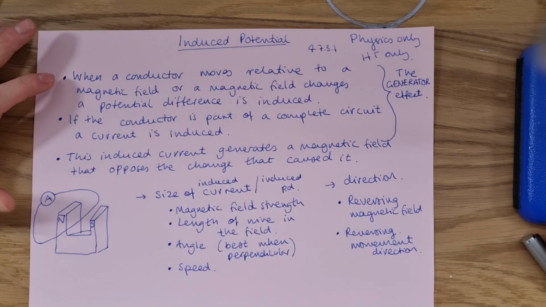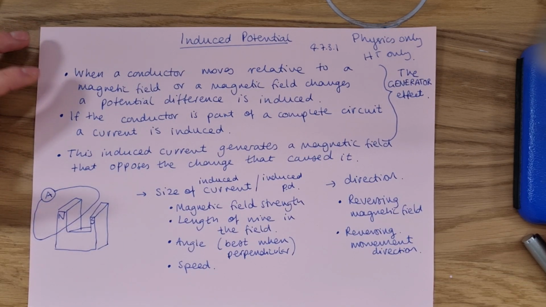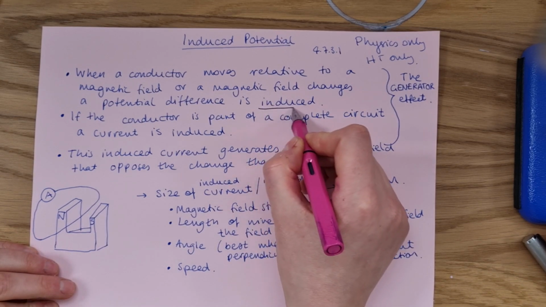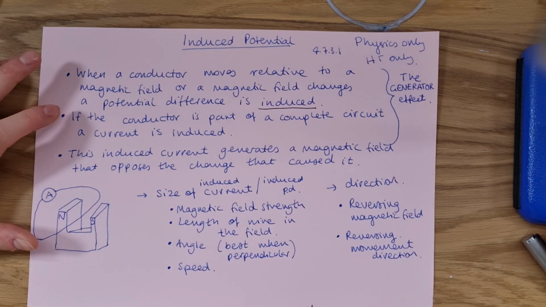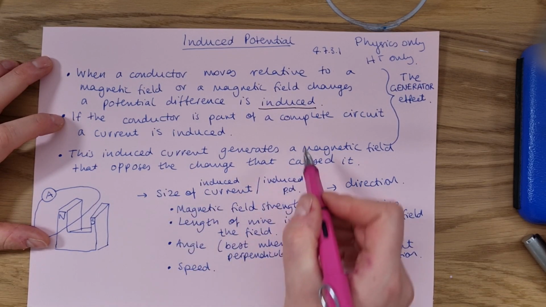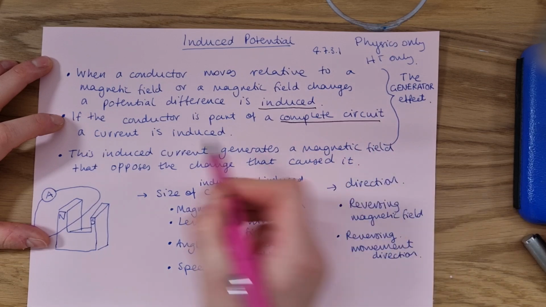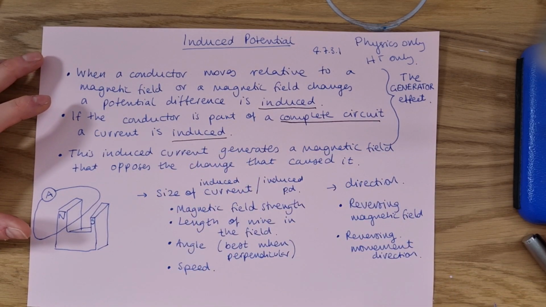So when a conductor moves relative to a magnetic field or a magnetic field changes, a potential difference is induced across the ends of that conductor. Your conductor could just be a wire, or it could be a bar, whatever. Now, if the conductor is part of a complete circuit, then a current is going to be induced.